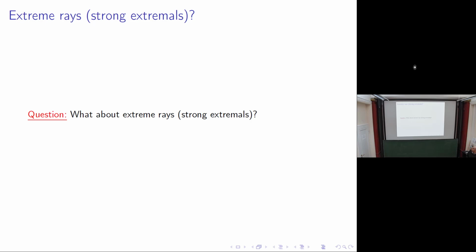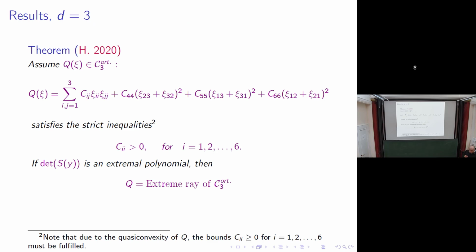Okay, then recently we attempted the strong extremals with Hovsepyan. And let me show you what we got. I tried again the class of forms that have orthotropic symmetry, and I was able to prove that in that class, because of the quite specific form, you don't even need the determinant to be non-zero or a perfect square. It cannot be a perfect square. So if it's an extremal polynomial, then the form is an extreme ray of that cone, in the strong sense.